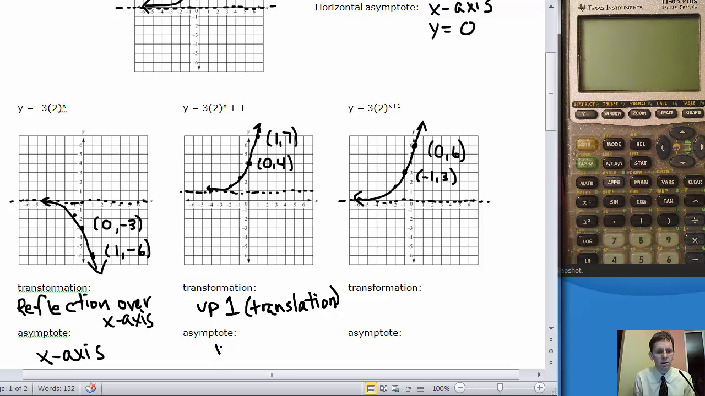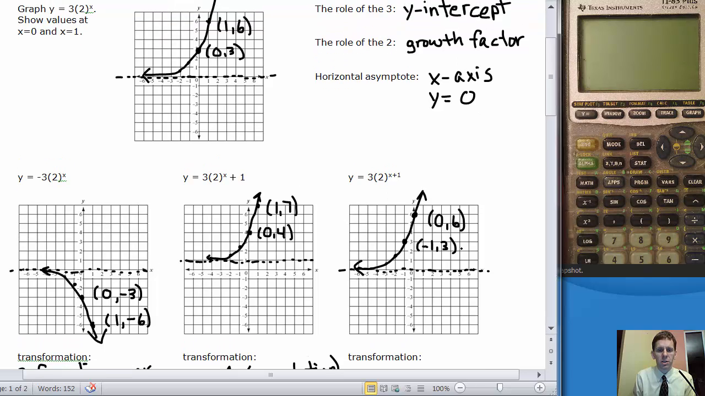That's what we say the asymptote is. This line crosses the y-axis at 1, so it's the equation y equals 1. On our third graph, we have points like (0, 6) and (-1, 3). Our original graph had points at (1, 6) and (0, 3), so this graph has been shifted left 1 unit.